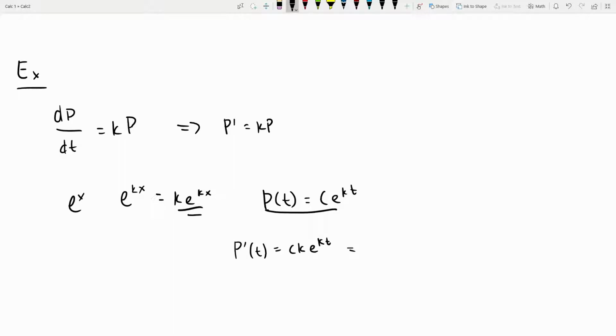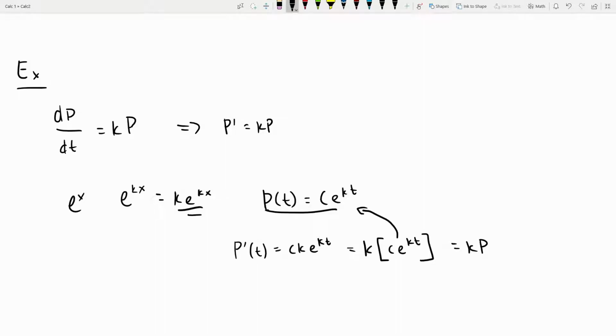You can kind of see already how the function itself reappears, but if that's not evident, I'm just going to factor out a k from here, and we'll make this a square bracket so you don't get confused: k times [c e to the kt]. Now you can clearly see that the function has reappeared again. However, this factor of k is out here. So indeed, this is equal to k times p.